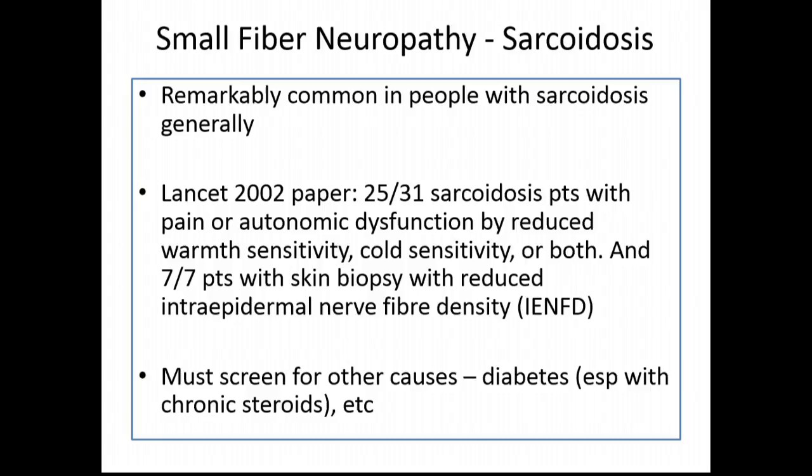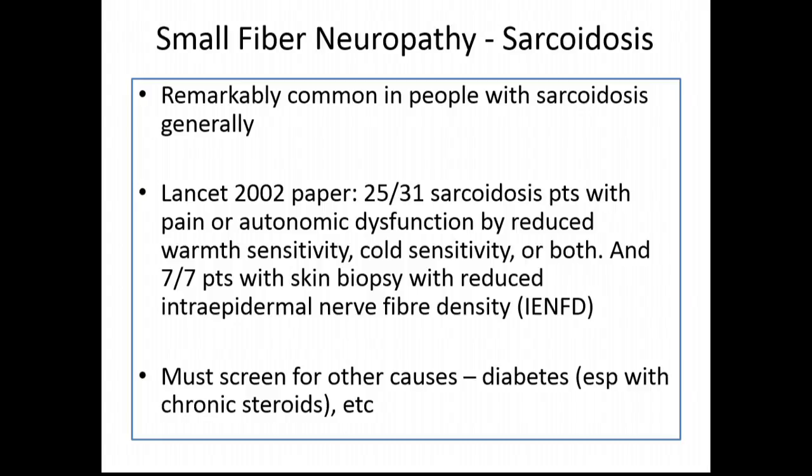A brief word about small fiber neuropathy. There's a Lancet paper that showed that a remarkable number of patients with sarcoidosis have small fiber neuropathy. They estimate it's around a third. An even larger number of patients report autonomic changes, and they found that skin biopsy confirmed small fiber dropout. The challenge, though, is that you've got to screen for other causes of small fiber neuropathy, but this is a real source of morbidity in people with sarcoidosis.